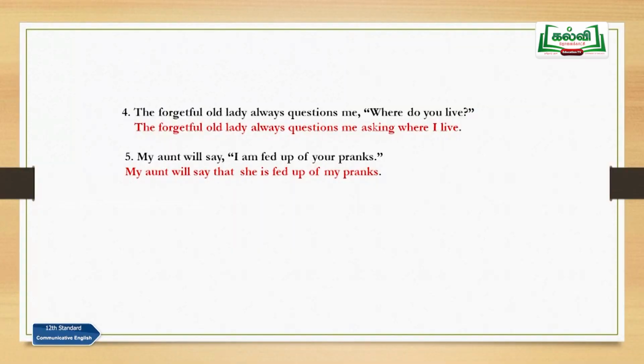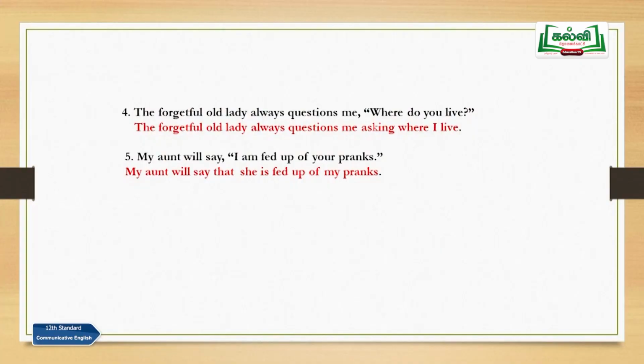Number 5, my aunt will say. So will say is the reporting verb. It is of the future. "I am fed up of your pranks." Pranks, mischiefs, tricks. So my aunt will say that. Now here I refers to the aunt. It is of the feminine gender. So she. You replace the pronoun I with the pronoun she.